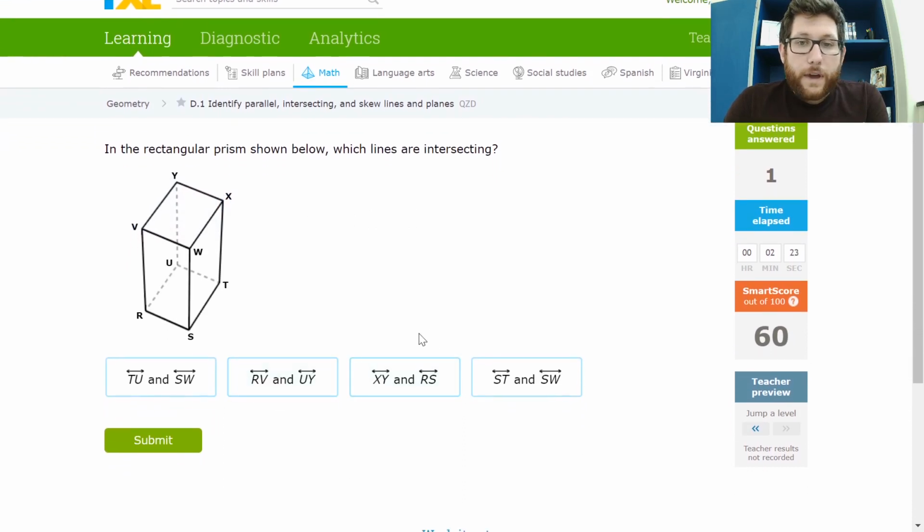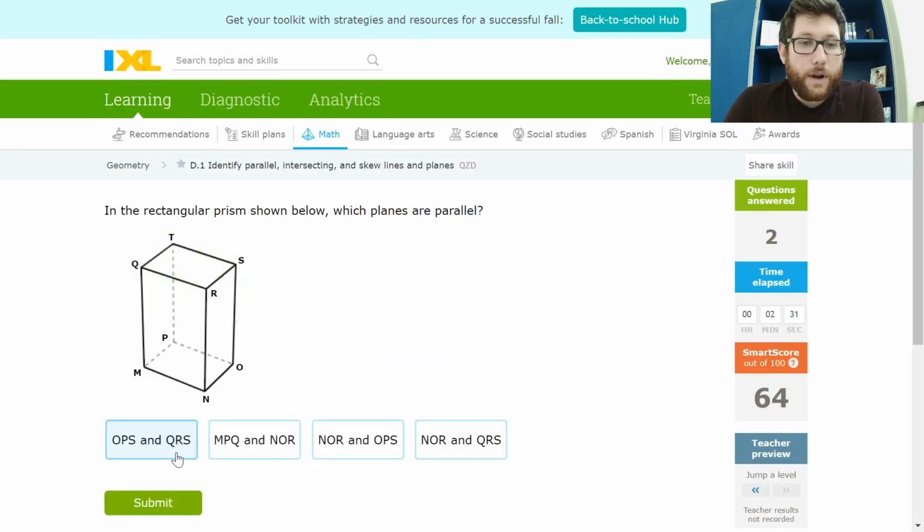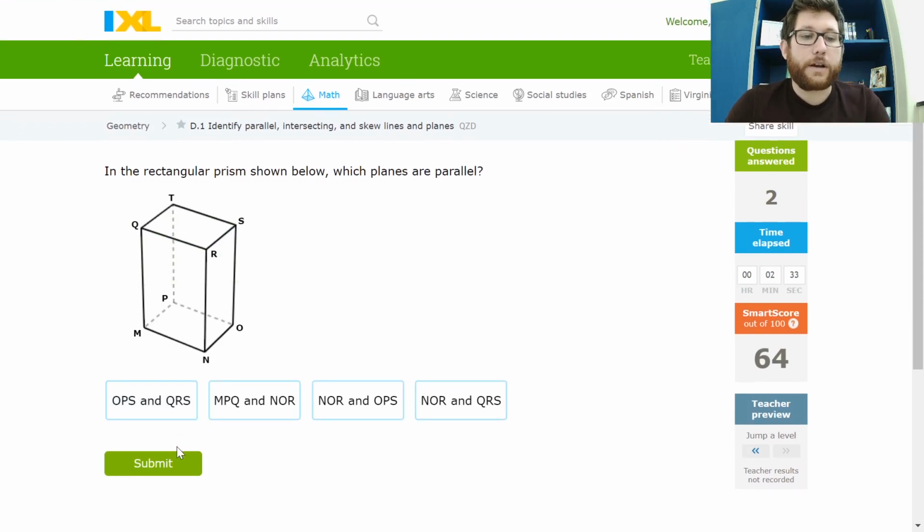Let's see if I can find a different problem here. I want to find some intersecting lines again, so that's going to be these guys. I want to see if I can find a skew line problem. Okay, so here's some parallel planes. So this is a good one to look at. I'm looking for planes that are parallel. So I look at OPS, that's kind of that back wall, that large back wall. OPS would be that back wall there. And QRS. Well, those are going to be intersecting.